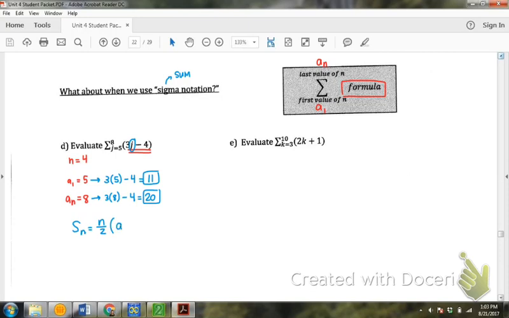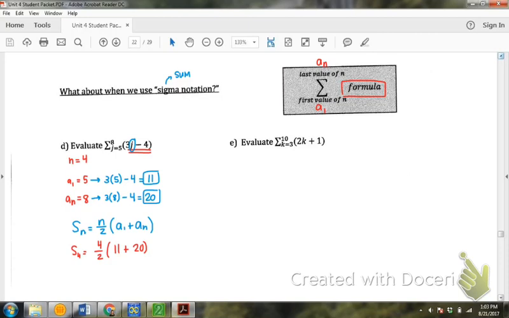Go ahead and write this down on your paper so you remember where you go next. And now you're going to plug it in like normal, using the new A1 and the new AN value. And still 4. Yes, N is still going to be 4. That one does not change. The N value is still 4. A1 changed to be 11. AN changed to be 20.